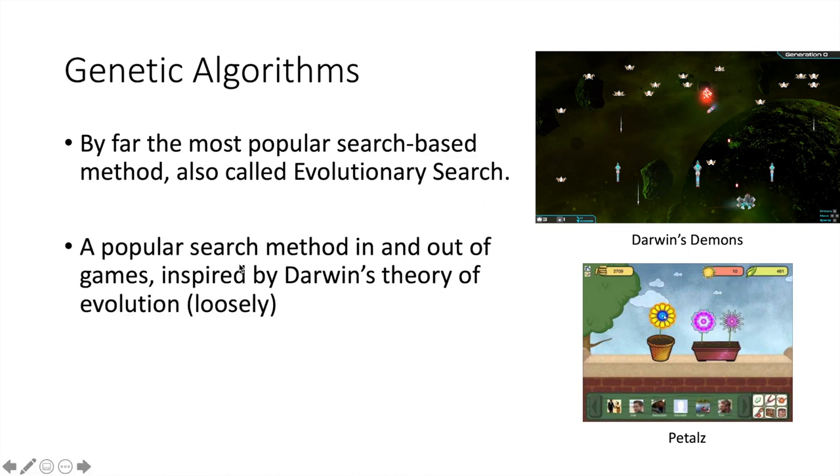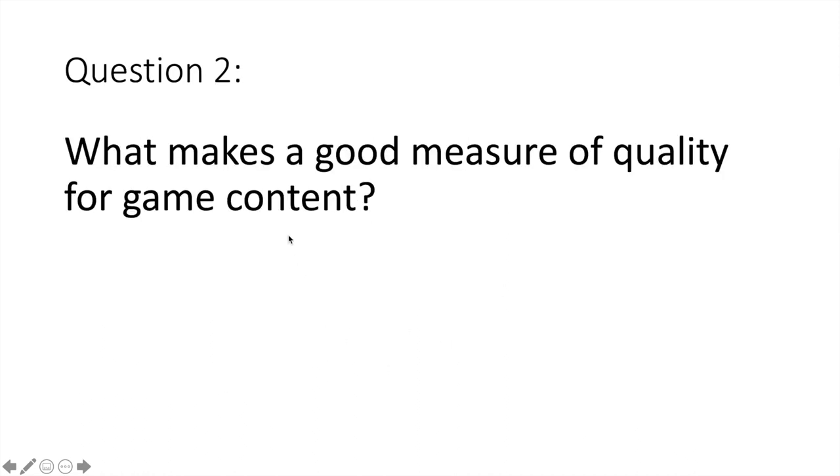It is based, again, really loosely, on Darwin's theory of evolution, and notably, we're going to go into more detail on this particular approach on Friday, and on search-based approaches generally. Okay, so that brings us to question two. What makes a good measure of quality for game content? In other words, what makes a good fitness function? All right, take a few minutes, think about this. Again, if you are watching this later on, feel free to jump ahead.